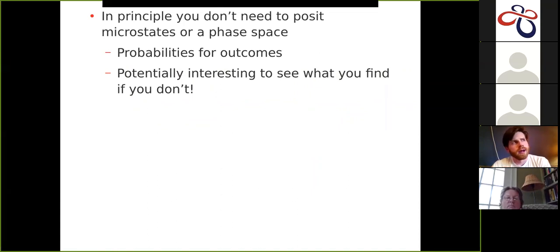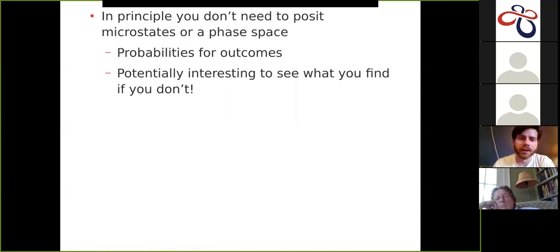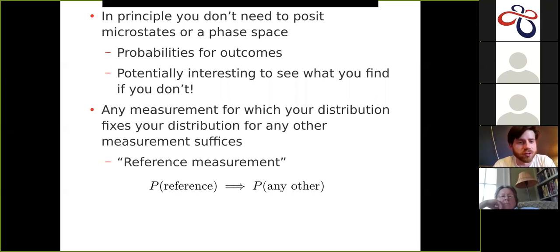Now I want to make a very crucial point, which is that I didn't actually need the microstates in order to think about this concept of having probabilities for one measurement allowing you to derive probabilities for any other measurement. Instead of microstates, all you really need to do is think of probabilities for the outcomes. And by outcomes, I mean the consequence for the agent of an action that the agent took. In some sense, it's the experience that the agent has. That's the thing that is labeled by the probability. It's potentially interesting to see what you find if you don't posit a phase space, is what I'm trying to say.